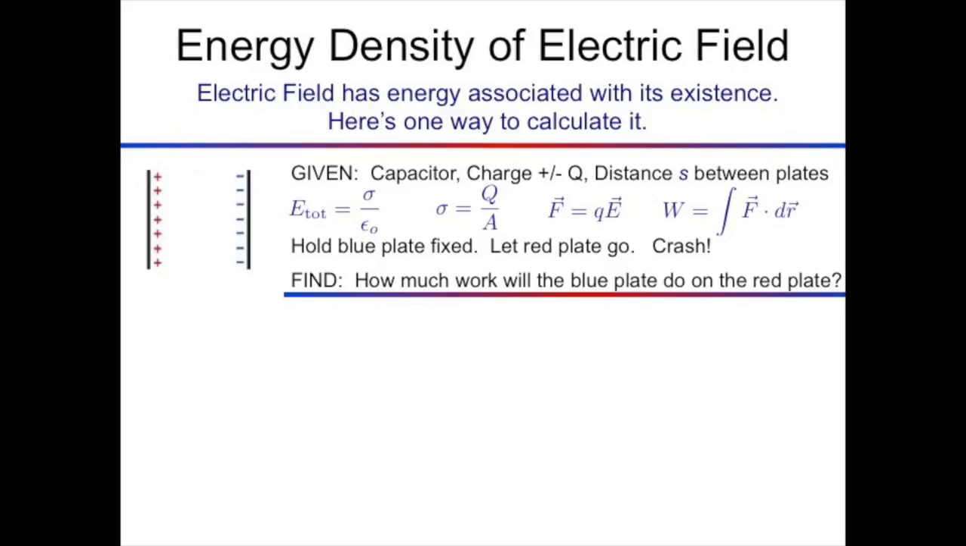So it's going to crash in, and what we're going to think in these terms. When I let the red plate go, it started moving and it crashed. So some kind of energy was already there that was in the field itself. The field energy was already present. When I let the plate go, that gets converted into kinetic energy of the crash, okay? So what we want to do is find how much work the blue plate does on the red plate during this process, and that'll be equivalent to the energy that was already stored in the field. We're going to convert the energy in the field into work during the motion.